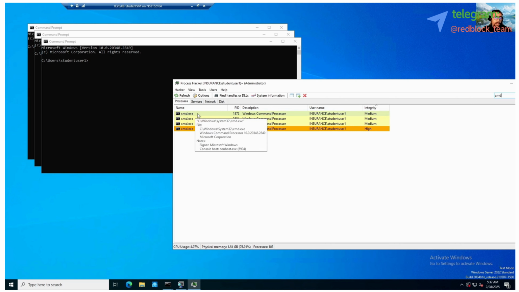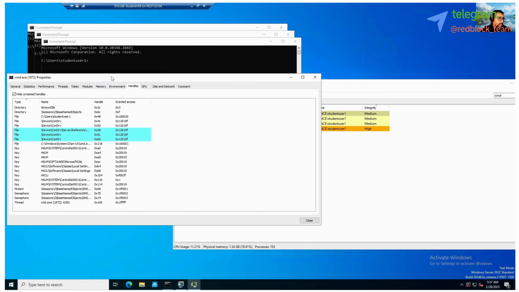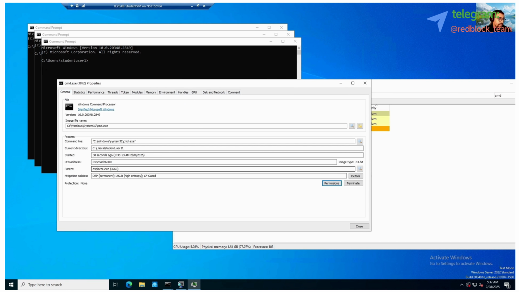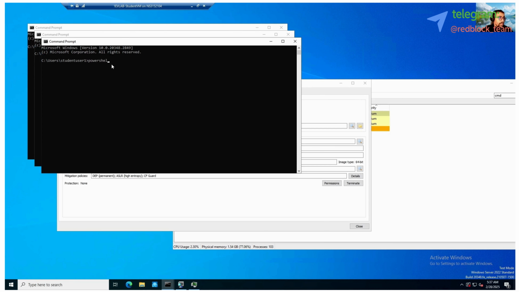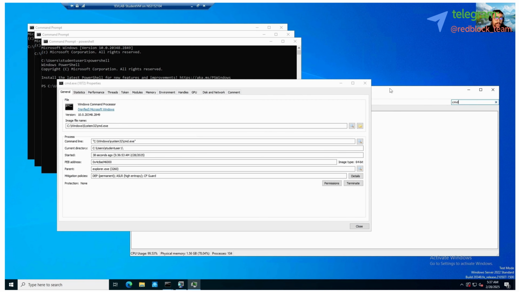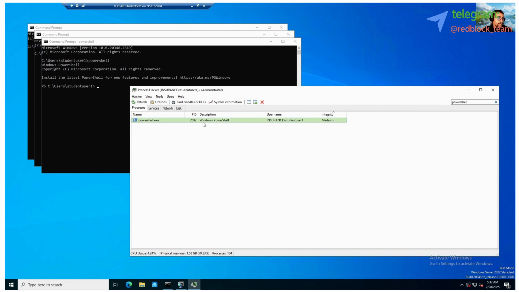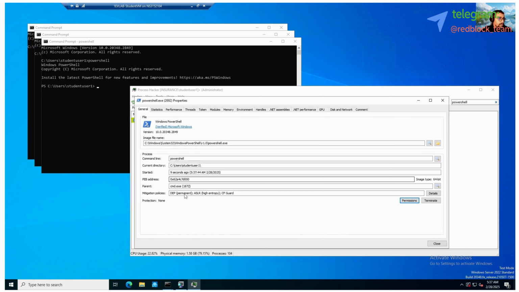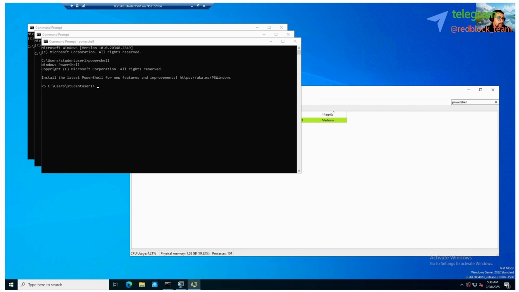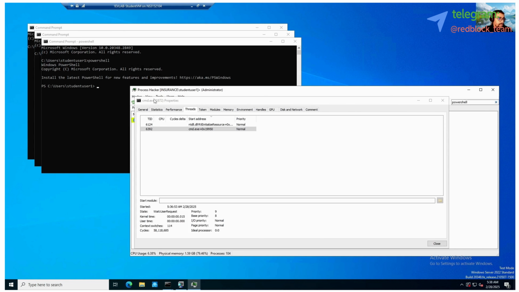And as we are running this CMD instance from Explorer, we can see here that the parent of those CMDs is explorer.exe. If I run PowerShell within this CMD and search for PowerShell, we can see that its parent is in fact the CMD with PID 1872. And to check that, let's look, and we can see that its PID is indeed 1872.